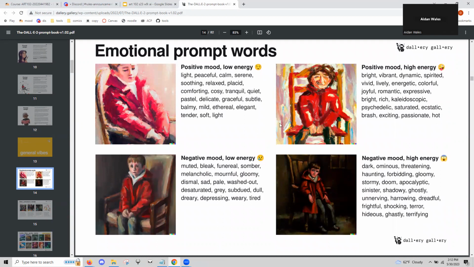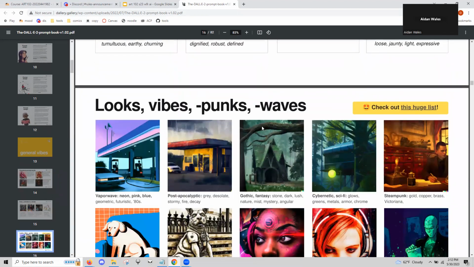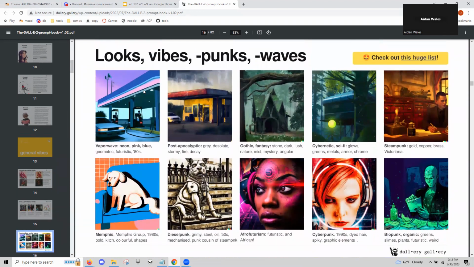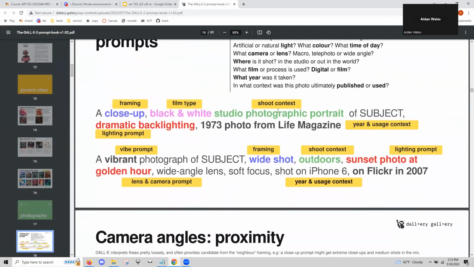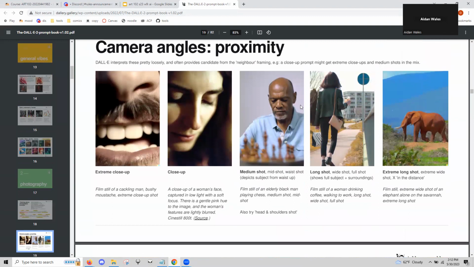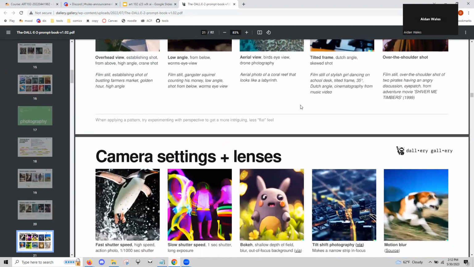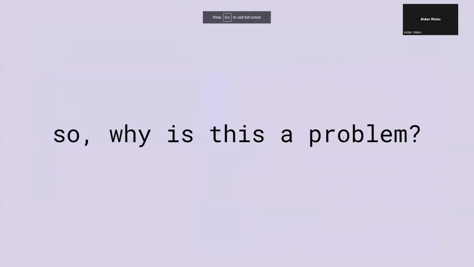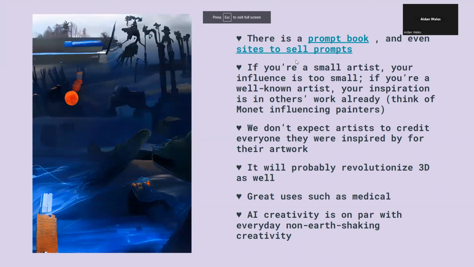These are created again by the AI. No one painted these, but using words like positive mood, high energy is a lot different than negative mood, low energy, for example. It gives ideas of different styles, vibes, punks, etc. And just by typing in a few words, you can create these sort of images, and you can see that they can be quite realistic and interesting. So, going back to this, there are sites to sell prompts, basically to help you get the results that you want or get cool things.